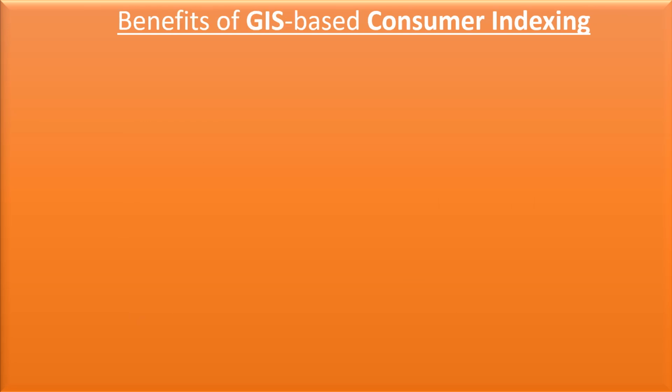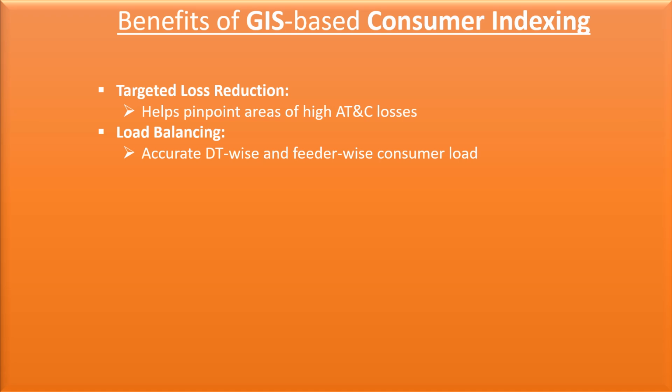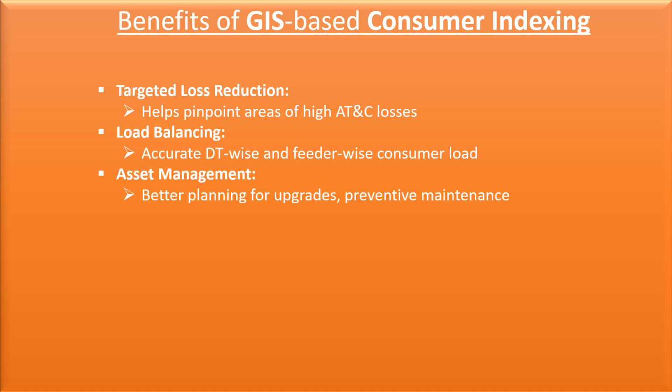Next we'll see the benefits of GIS-based consumer indexing. Targeted loss reduction, that is, it helps pinpoint areas of high AT&C losses, where aggregate technical and commercial losses are high. We can focus and try to reduce them. Load balancing, that is, accurate distribution transformer-wise and feeder-wise consumer load, and for single-phase connections, the RYB phases, that is red, yellow and blue, the balancing.